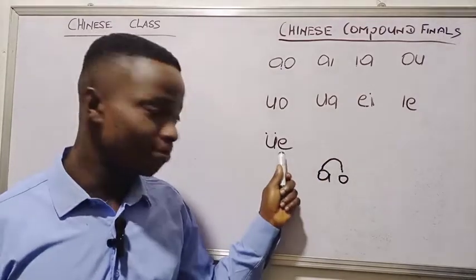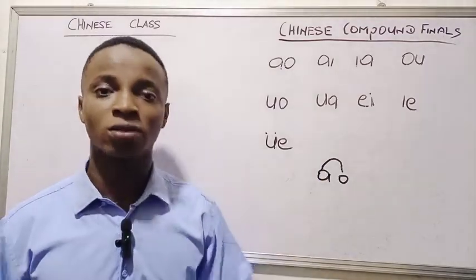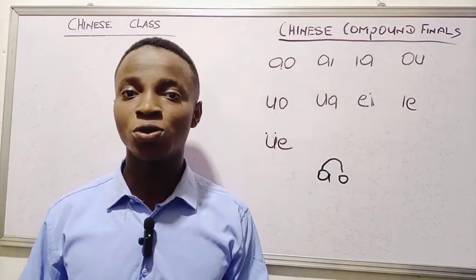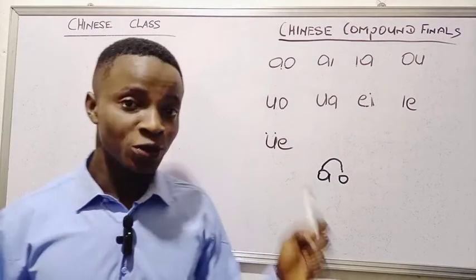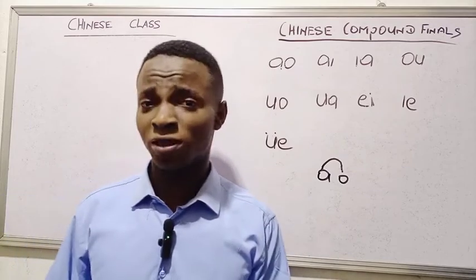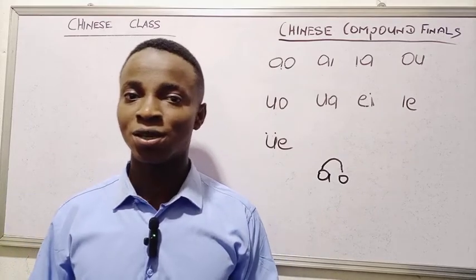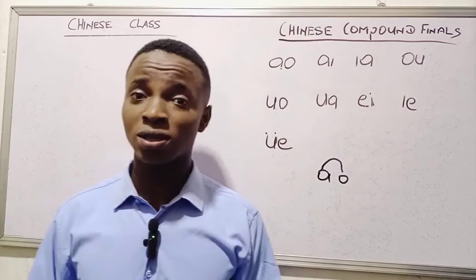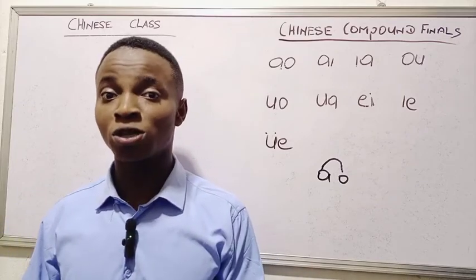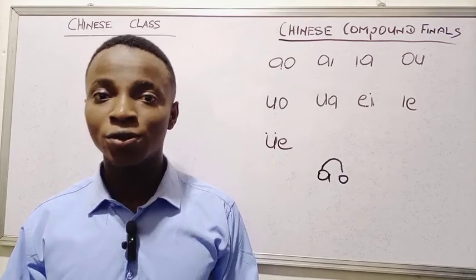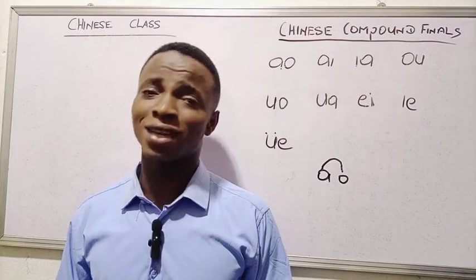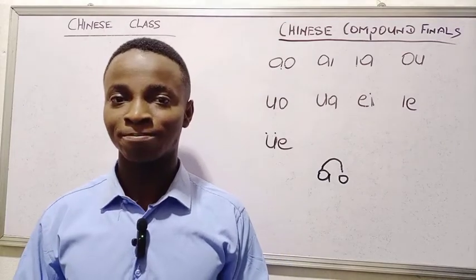Then the final part will have ou. So the o sound must come first before the u sound. Beautiful. You can as well use the English word owe to memorize this sound. Beautiful. So now let's practice together.